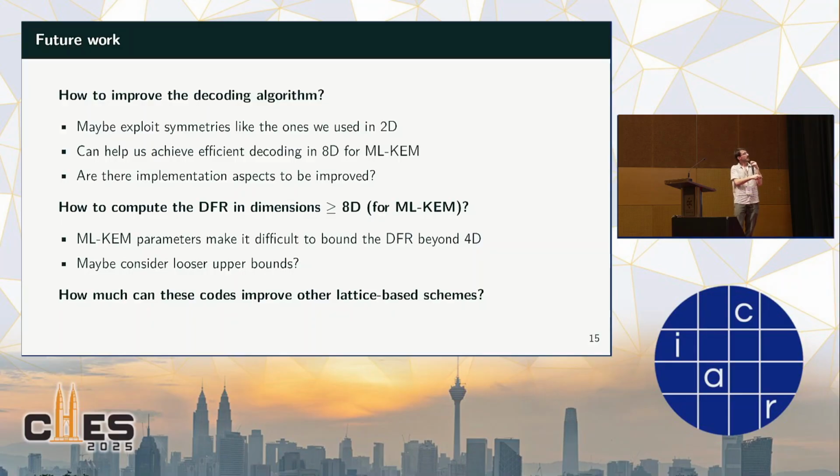And the final and actually most concretely implementable future work is to study how much these codes improve other lattice-based schemes such as Saber and NewHope. So that's it for me. Any questions?